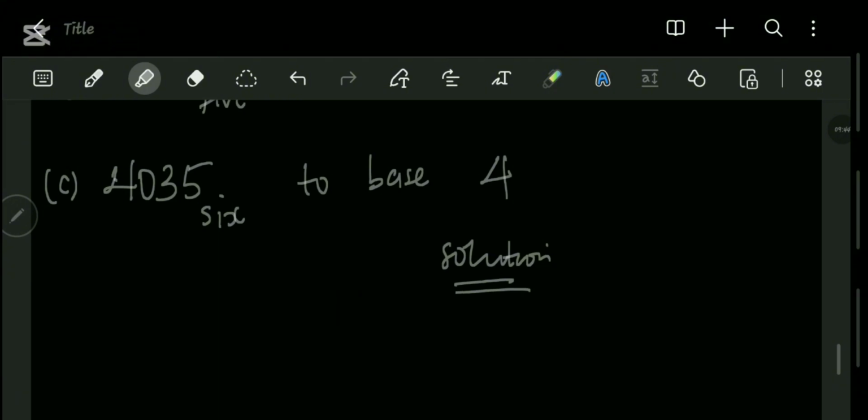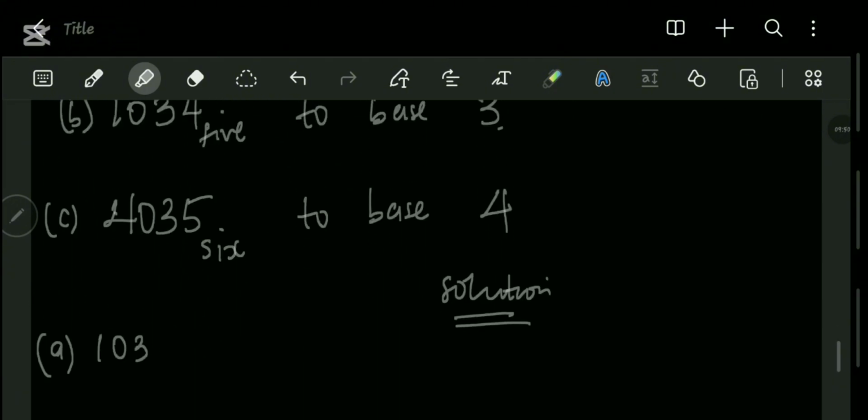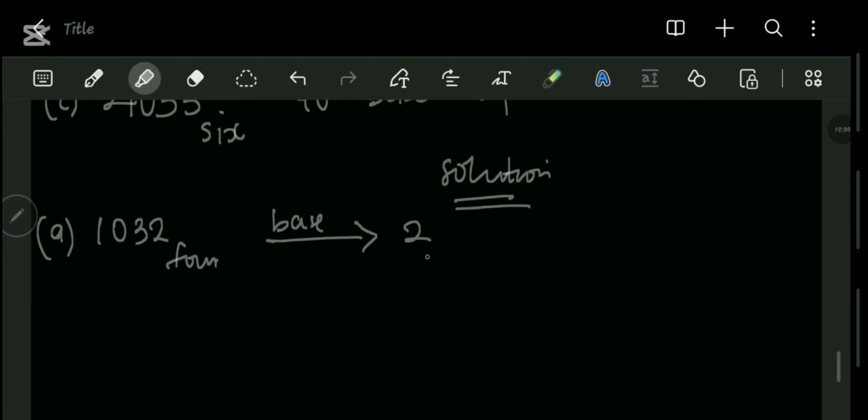So question A, we're having 1032 in base 4. We have to convert this to a number in base 2. But I can't take this directly from base 4 to base 2. This has to be in base 10, right? So my first task is to convert 1032 in base 4 to a number in base 10.